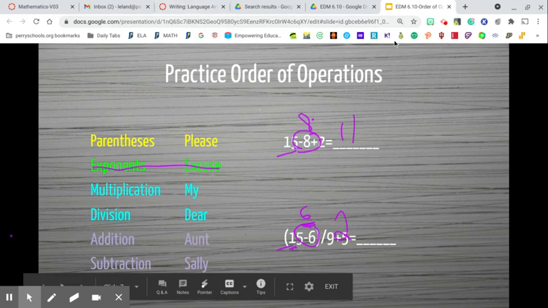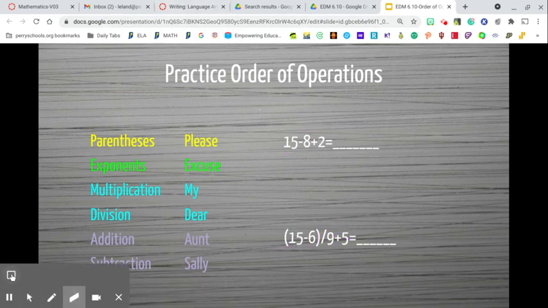All right, let's look at some more. Tell me, how would you solve this one? What's the answer for 15 minus 8 plus 2?